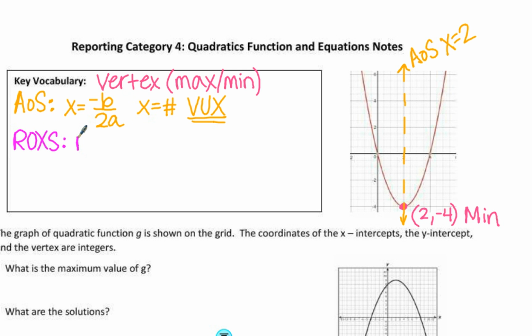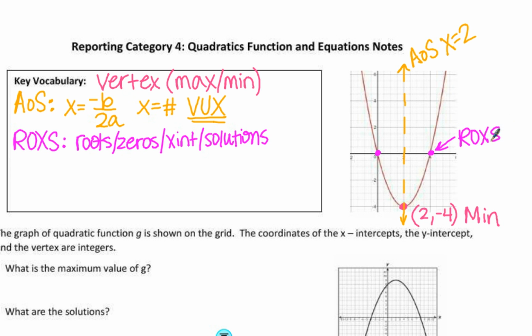All right, other thing we have are the ROCKS. Remember that stands for roots, zeros, x-intercepts, and solutions, and they all mean the same thing. That is where our graph crosses the x-axis. So here is one of those ROCKS. Here is our other one. Again, we call those our x-intercepts. This one is at the point (0, 0). This one is at the point (4, 0).